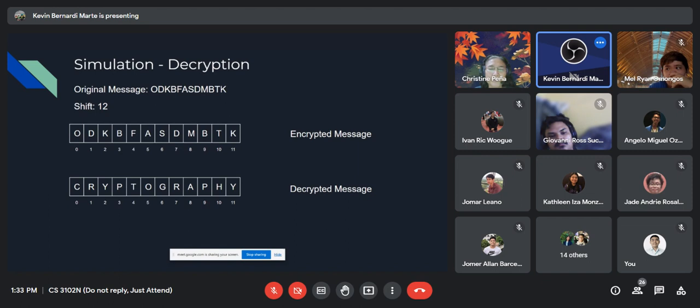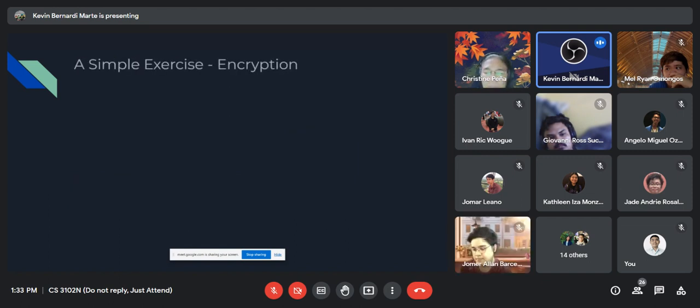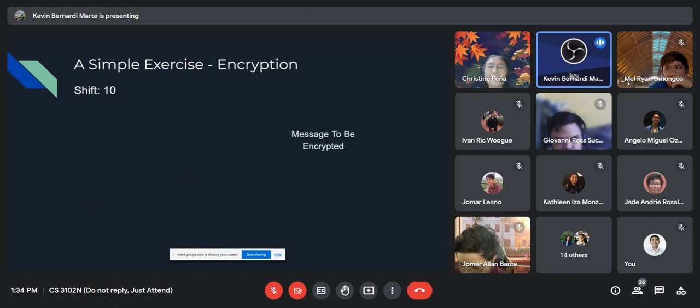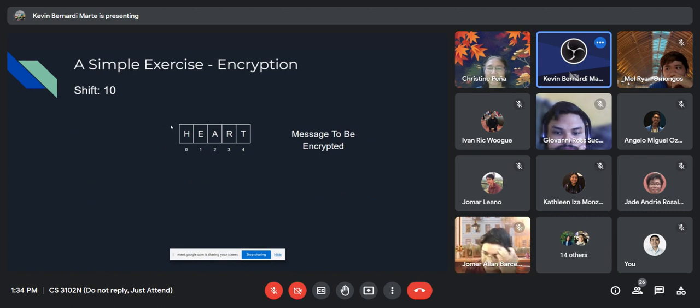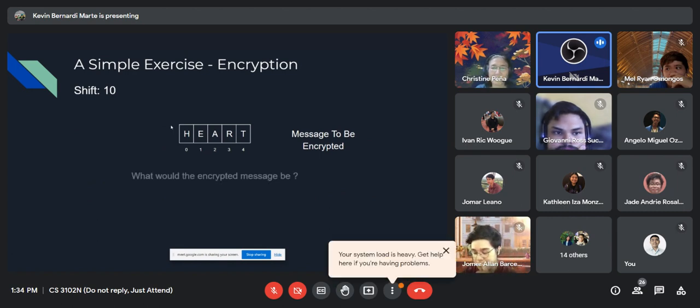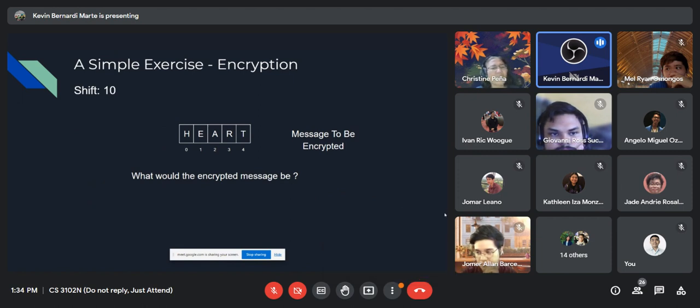So with that said, let's move on with a simple exercise of Caesar encryption. Let's say our key here is 10, a shift of 10. We want to encrypt the message heart. So using Caesar encryption with a shift of 10, what would the encrypted message be? You can type in your answer. Does anyone know?